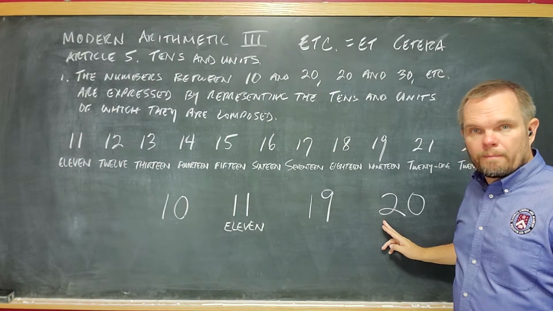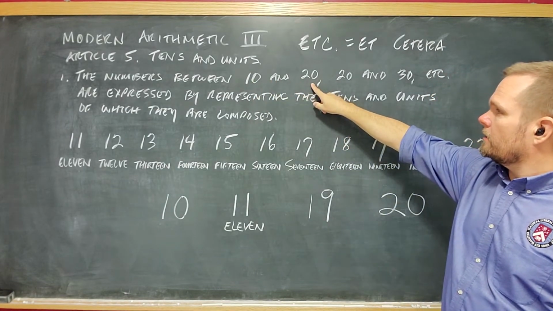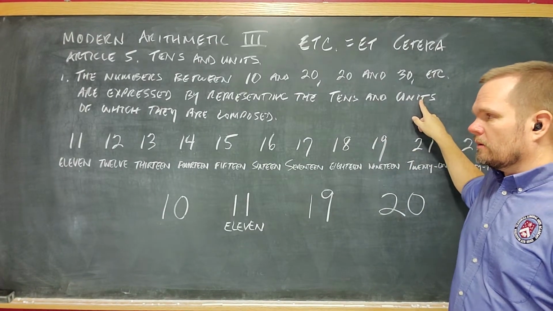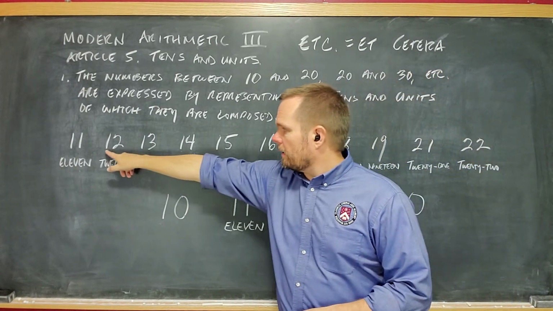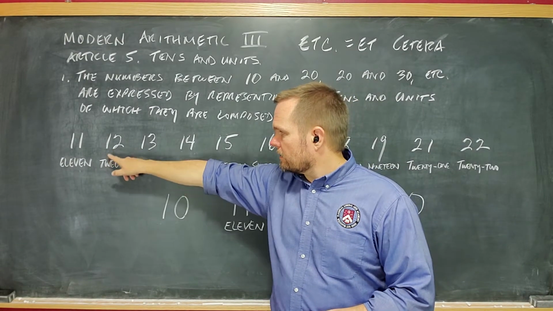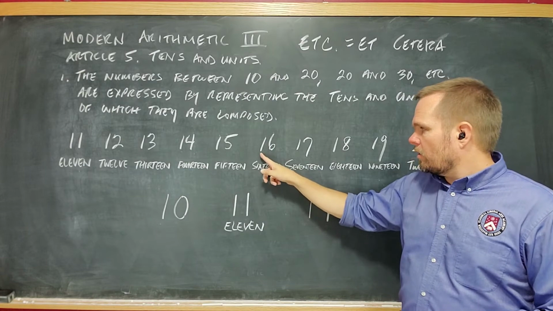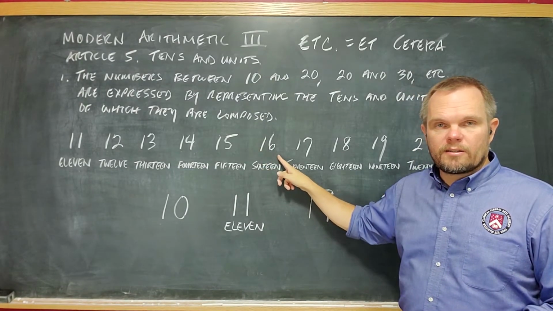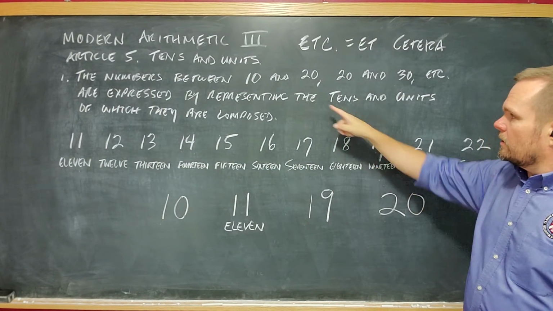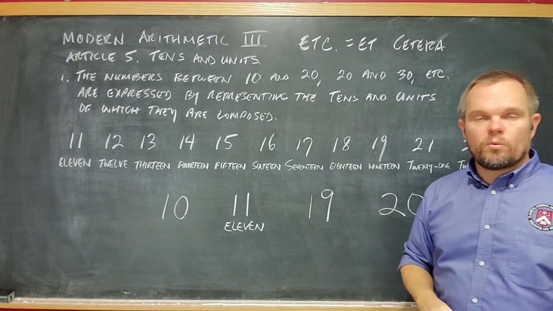All right? The numbers between 10 and 20 are expressed by representing the tens and units. And that's what we've done here. We've written how many tens and how many units. 12 has 1 ten and 2 units. 16 has 1 ten and 6 units. 19 has 1 ten and 9 units. That's what our rule teaches us here, how to write the numbers between 10 and 20.